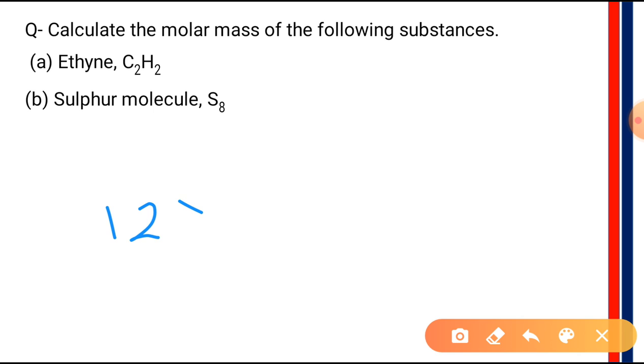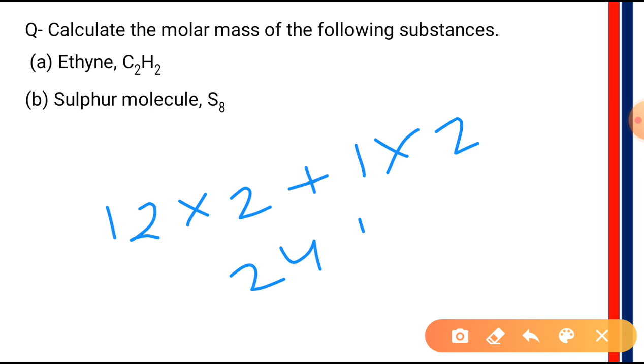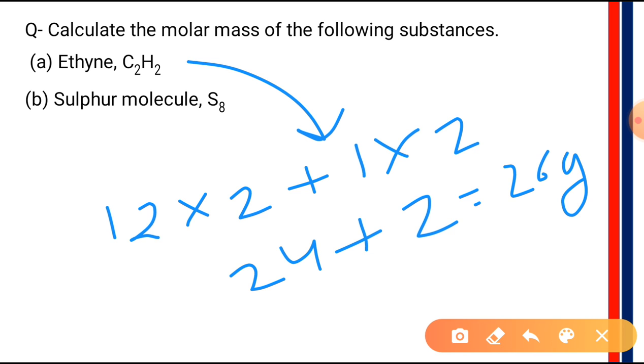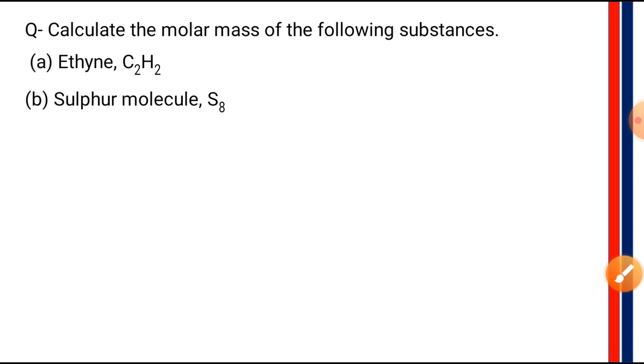So the numerical will be solved in this way. You will do 12 multiplied by 2 just because you are having 2 carbon atoms, plus 1 multiplied by 2. You are having hydrogen atoms which are 2 in number, and secondly the mass of one hydrogen atom is just 1. So 12 multiplied by 2 will give you 24, and when you add 2 you will get 26 gram as your answer. So this is for the first one.